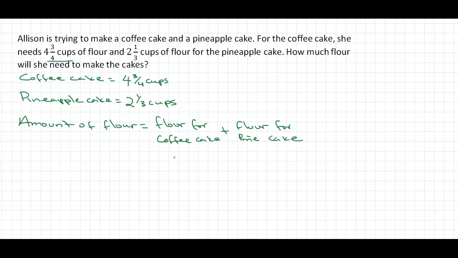All right, so now we're going to replace each of these terms or words with numbers. So coffee cake is 4 3/4 and pineapple cake is 2 1/3. So just looking at these fractions, what I can see here is we have very different denominators. So what we're going to do now is rewrite each of these fractions so that they have the same denominator.